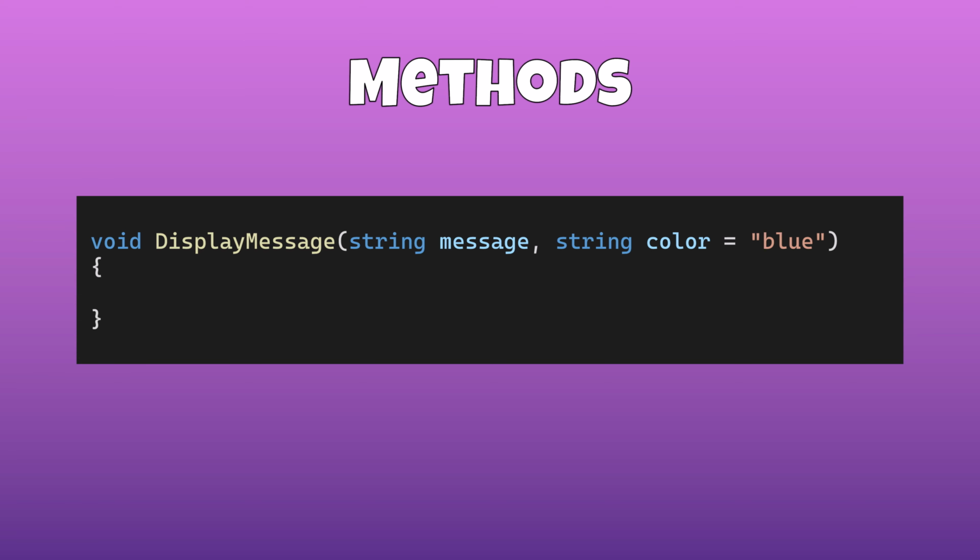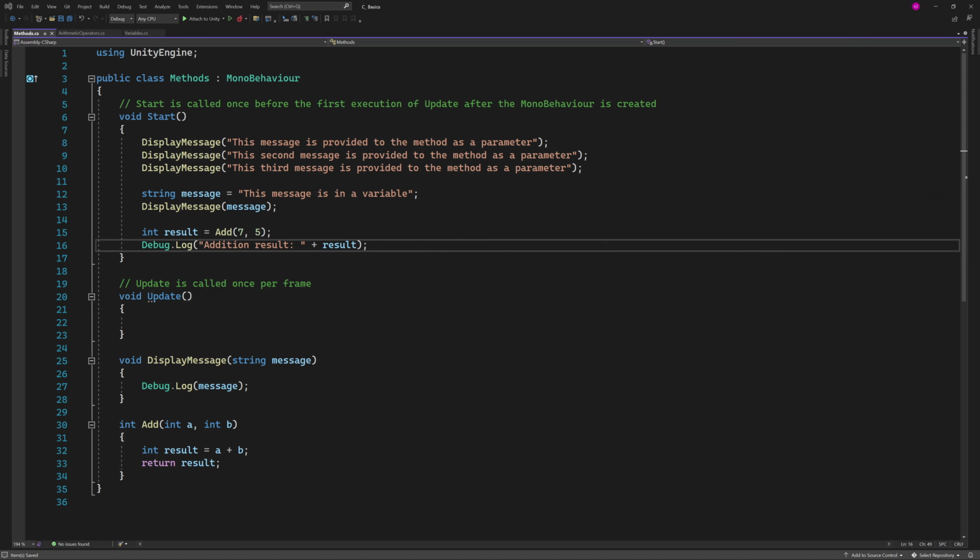Optional parameters are parameters which have a default value in the case where no value is passed for the parameter when the method is called. In the method declaration, optional parameters are given a default value with an equal sign followed by the default value. Here, the color parameter is an optional parameter, and its default value is blue. Optional parameters are placed at the end of the parameter list, after all mandatory parameters. Let's go into Visual Studio to test.